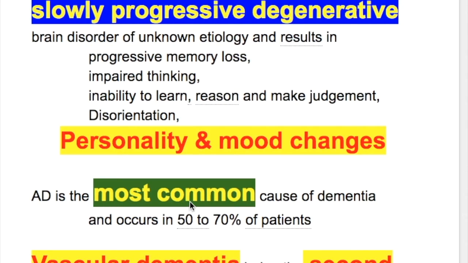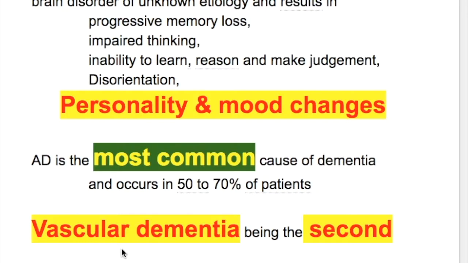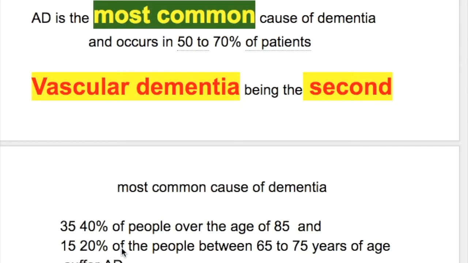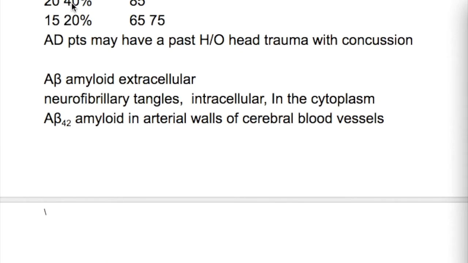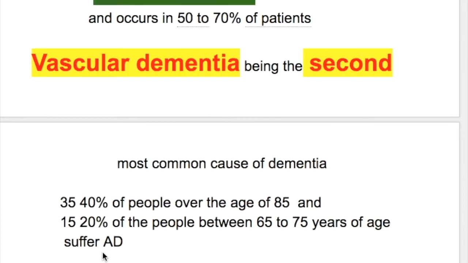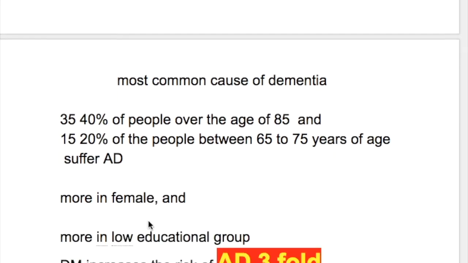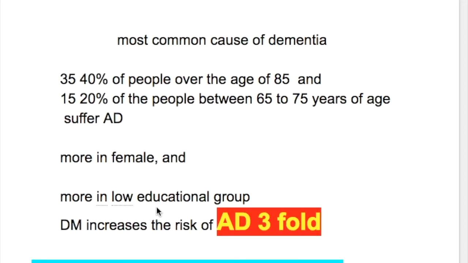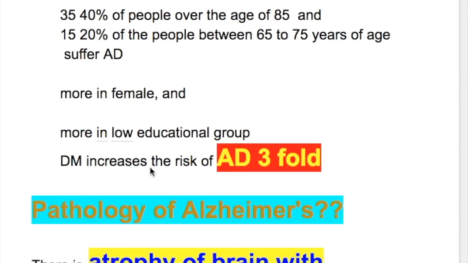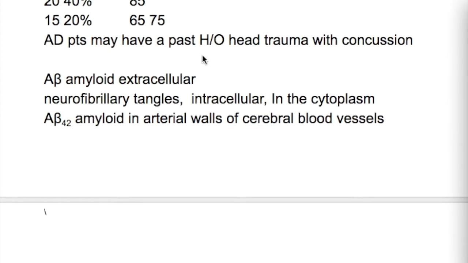Alzheimer's disease is the most common cause of dementia, and 50 to 70% of patients suffering from dementia are suffering from Alzheimer's disease. Vascular dementia is the second most common cause of dementia. 20 to 40% of people over the age of 85 and 15 to 20% of people between 65 and 75 years of age suffer Alzheimer's disease. It's more common in females and in the low educational group. How about diabetes? Diabetes increases the risk of Alzheimer's disease by threefold. Alzheimer's disease patients may have a past history of head trauma with concussion.